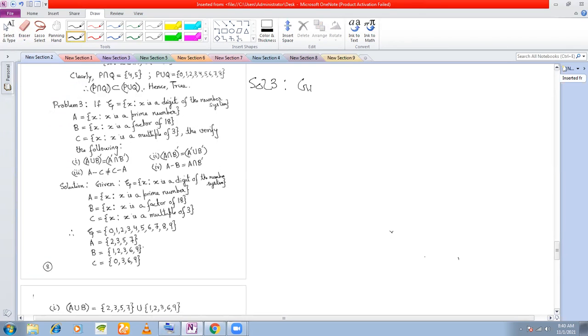Given the universal set X is equal to x such that x is a digit of the number system. What do you mean by digit of the number system? Digit means any number starting from 0 to 9. So it's a digit.